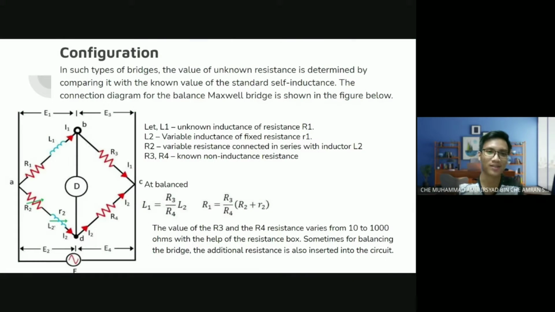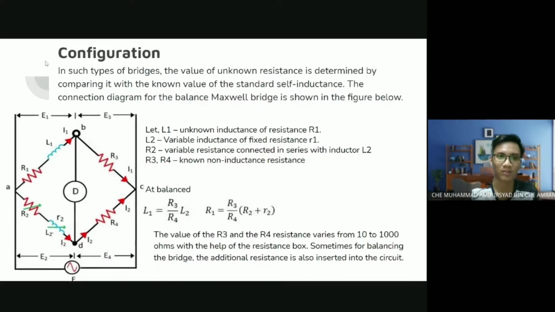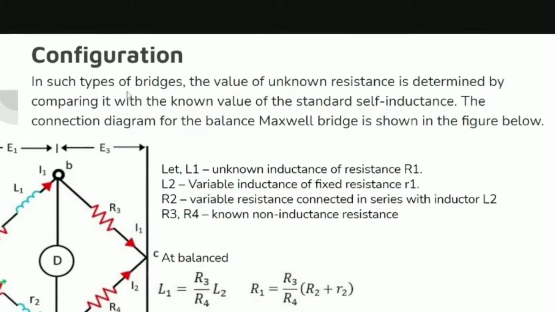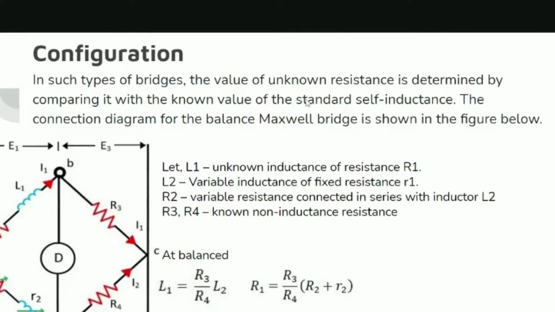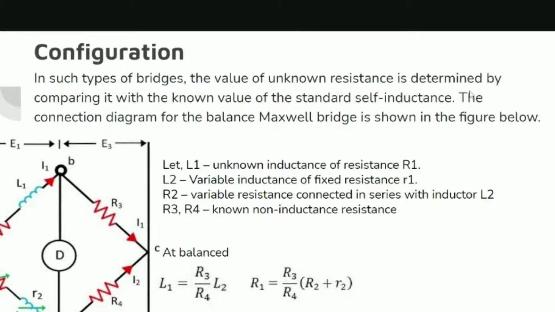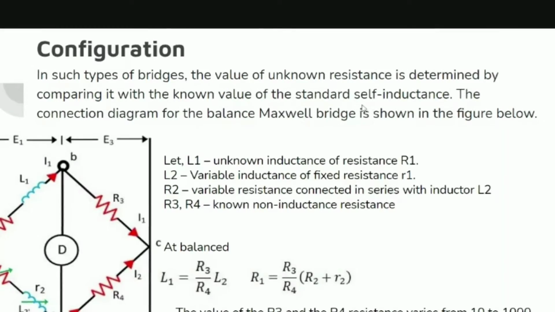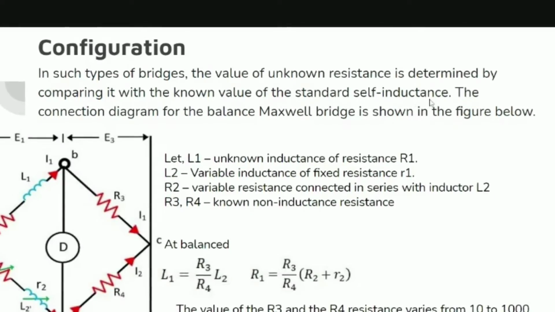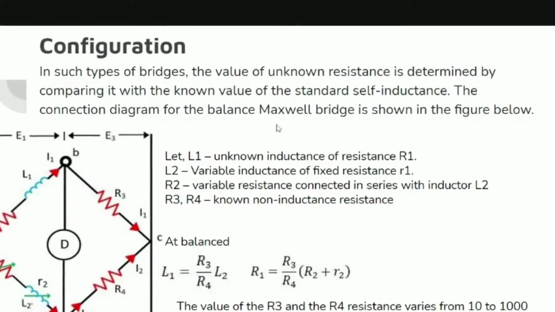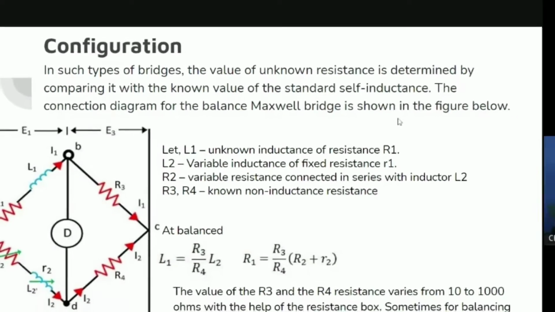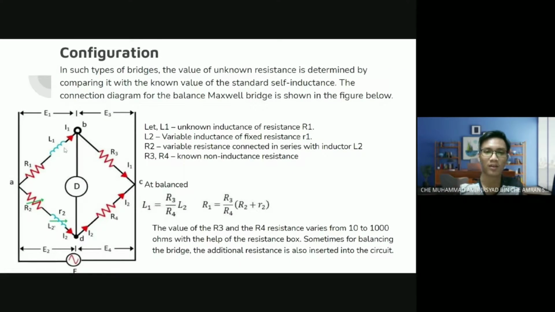My name is Cik Muhammad Amirsyad bin Cik Amran. I will continue to present the configuration of Maxwell bridge. In such type of bridge, the value of unknown resistance is determined by comparing it with the known value of standard self-inductance. The connection diagram for the balanced Maxwell bridge is shown in the figure below. This is the figure for balanced Maxwell bridge.